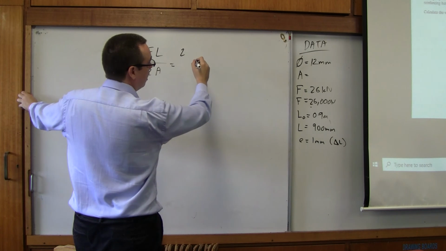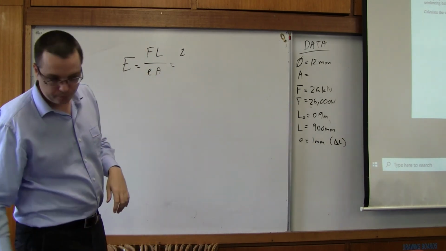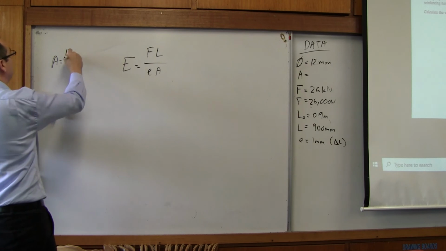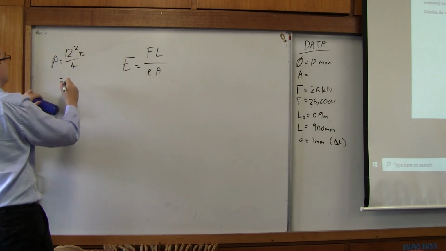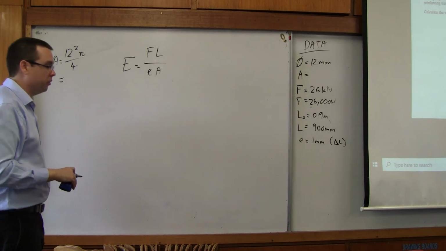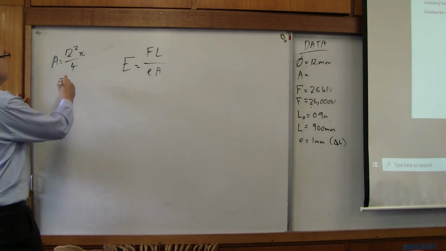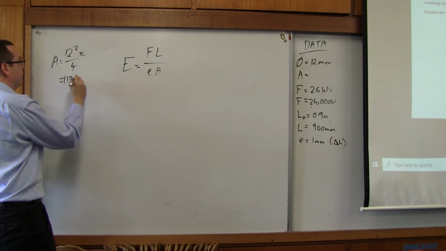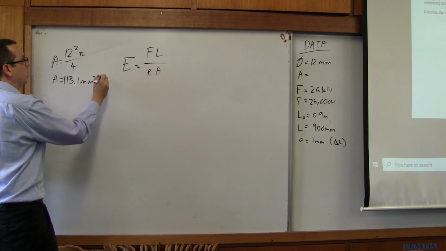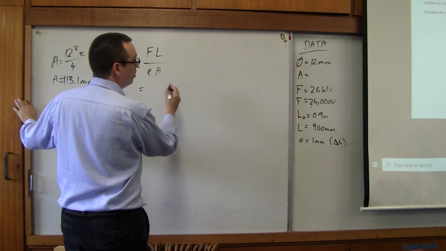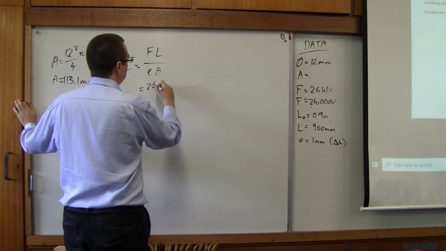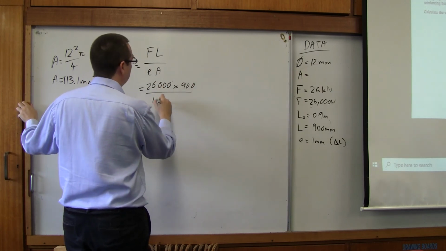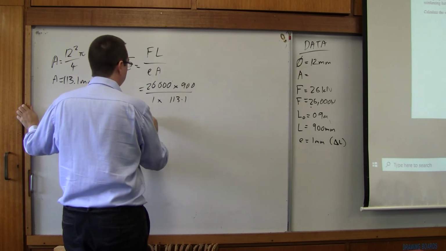So we've got 26, okay, we have to find the area first. Area equals 12 squared times pi on 4, which is equal to 113.1 square millimeters. So, let's plug those values in. What do we get? E equals F times L divided by A times delta L. F equals 26,000 newtons, times L, which is 900, divided by A, which is 113.1, multiplied by delta L, which is 1.